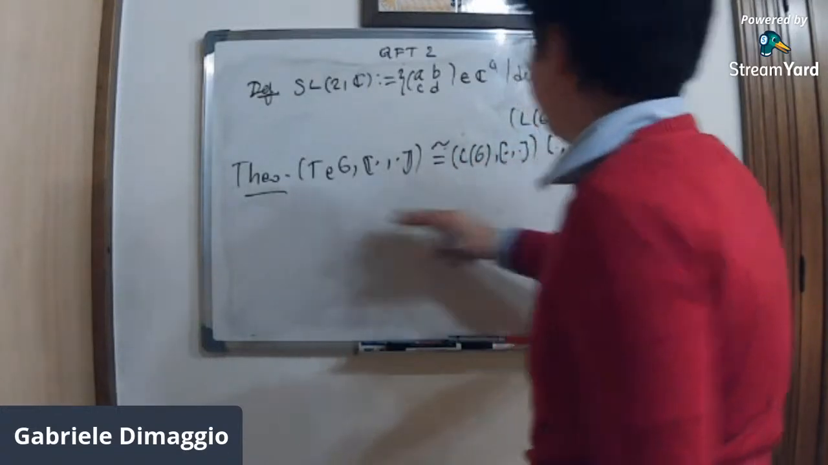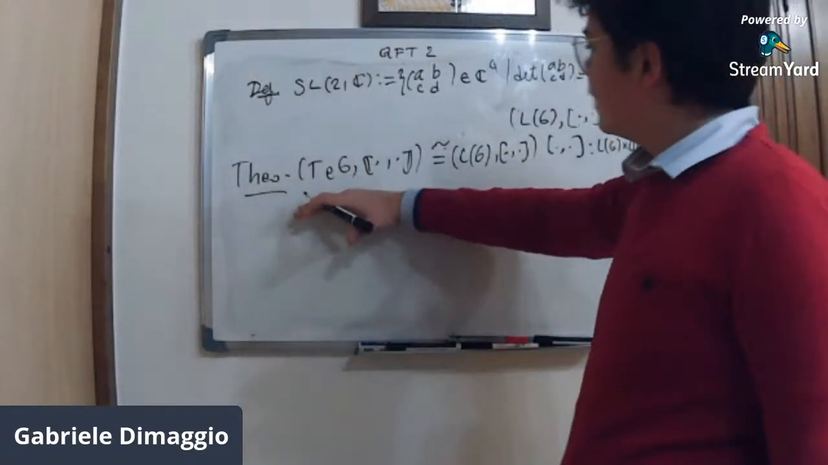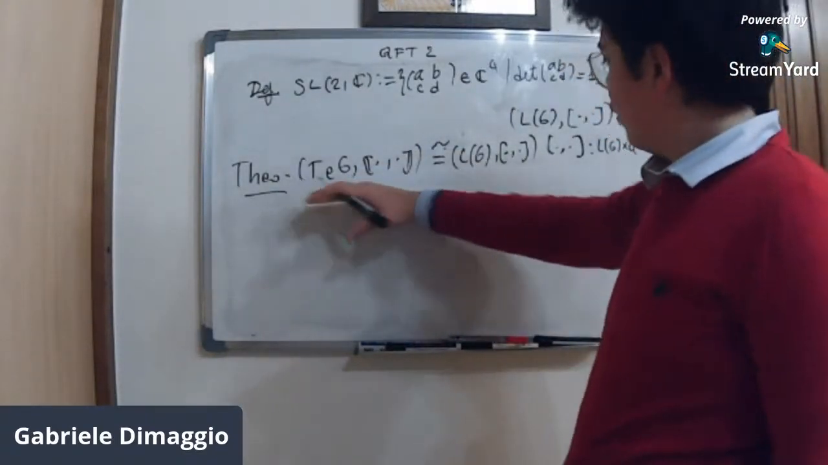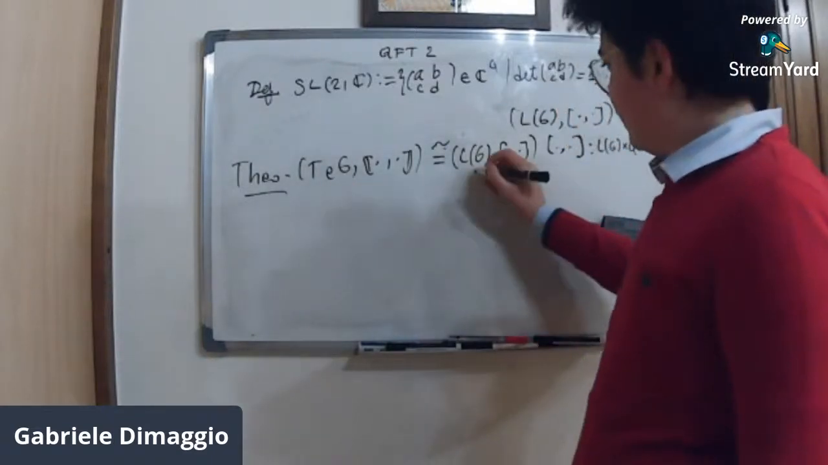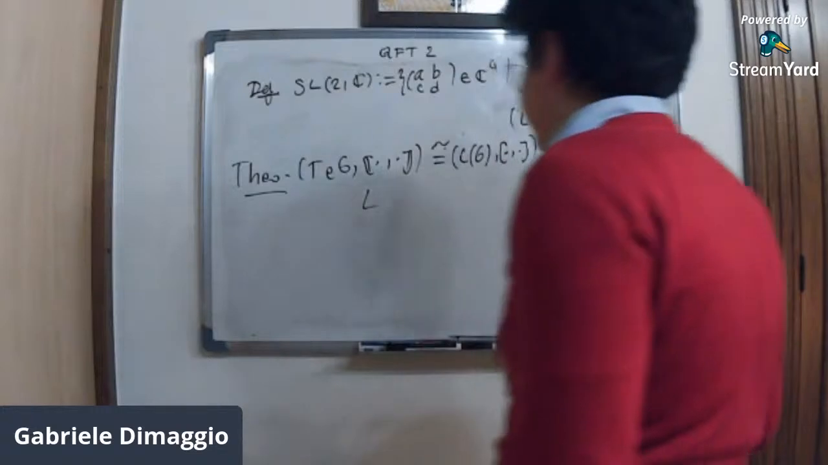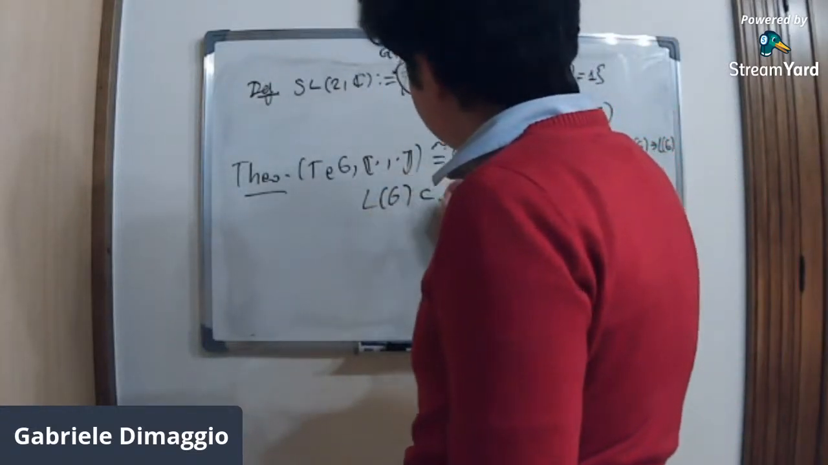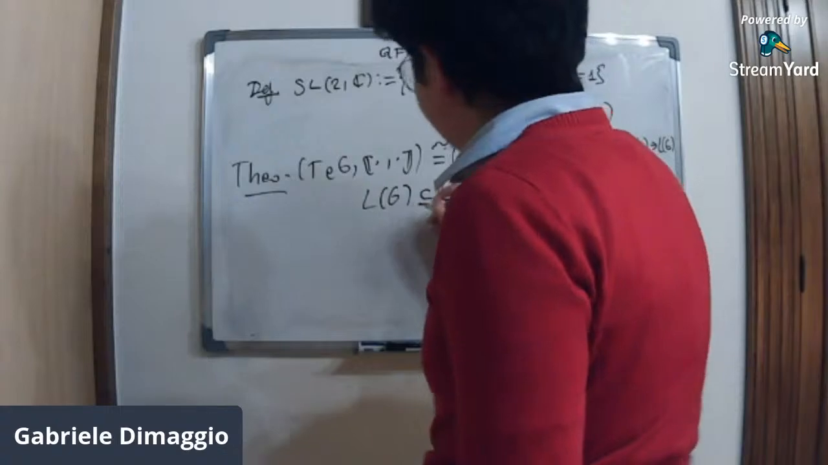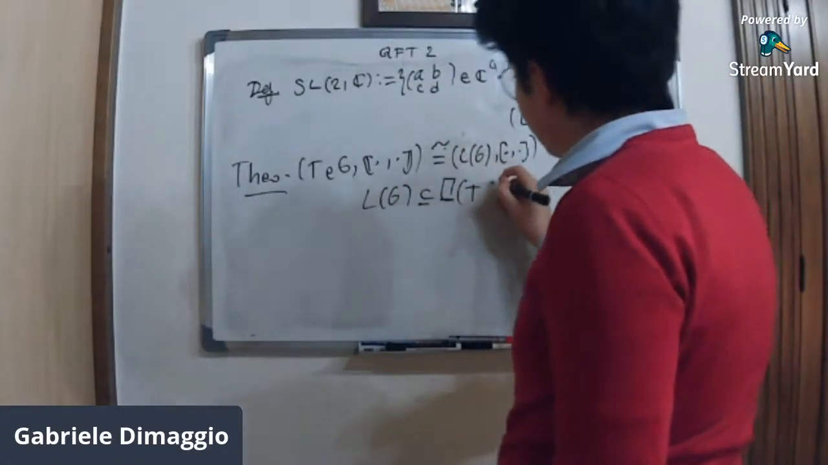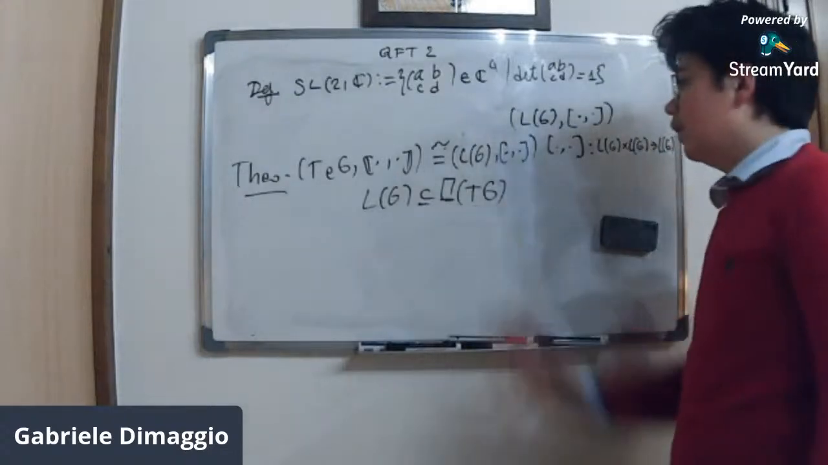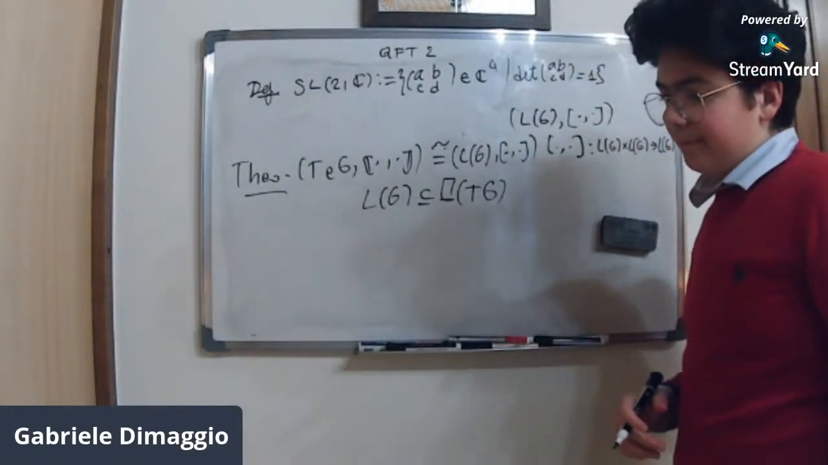So there exists this isomorphism between the tangent space to the identity of the group and the Lie algebra of the Lie group. And in this case, the Lie algebra, for definition, is a subset of the set of all sections on the tangent bundle. A section.